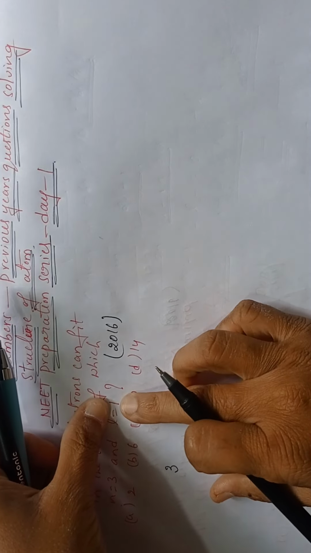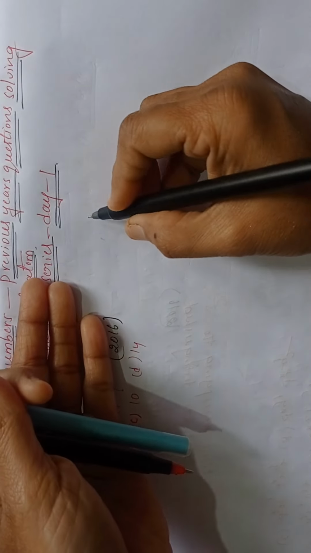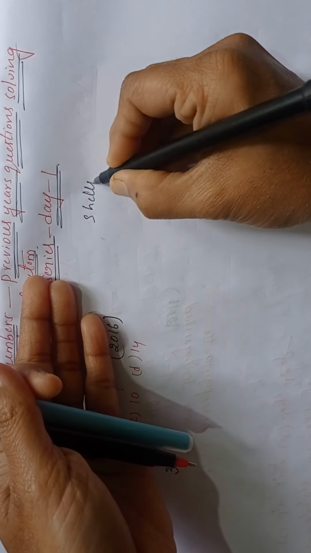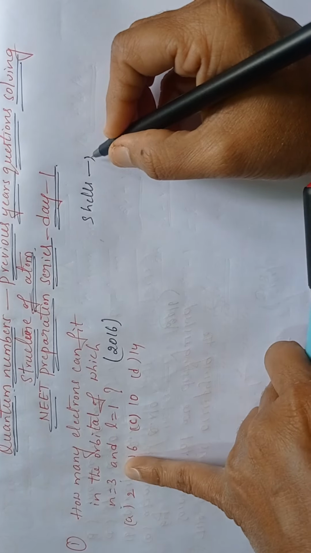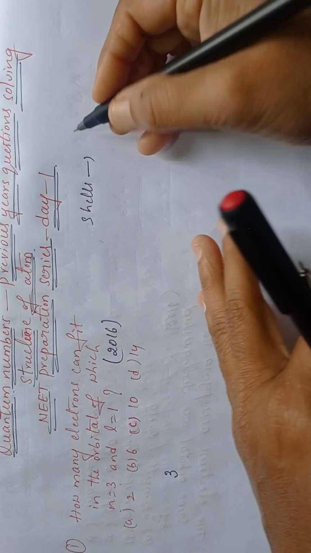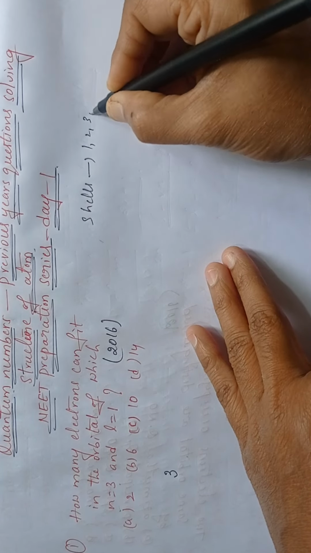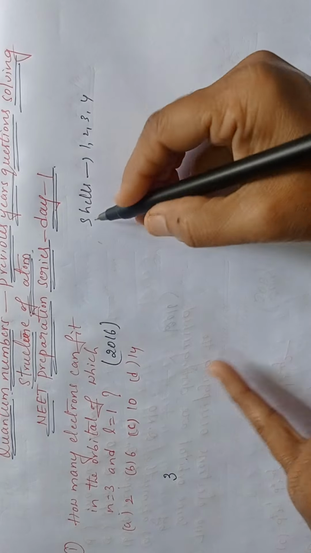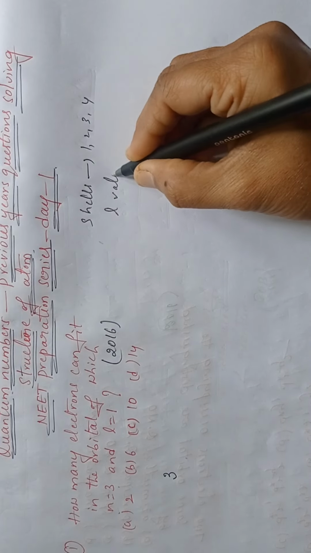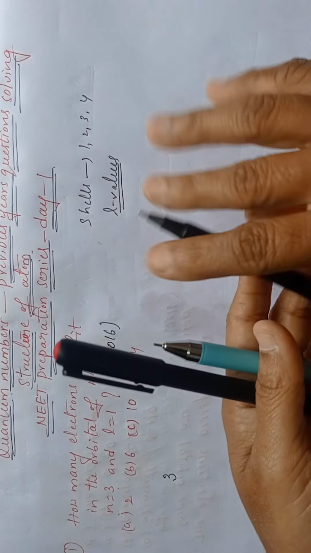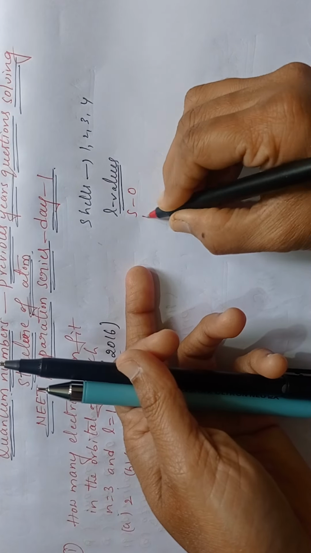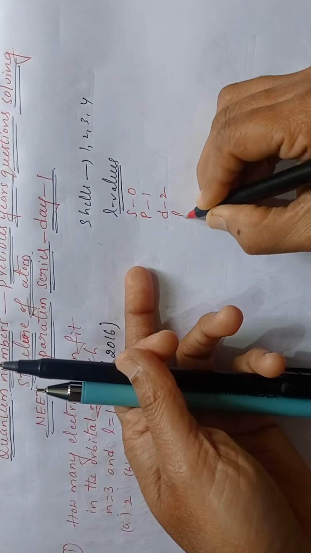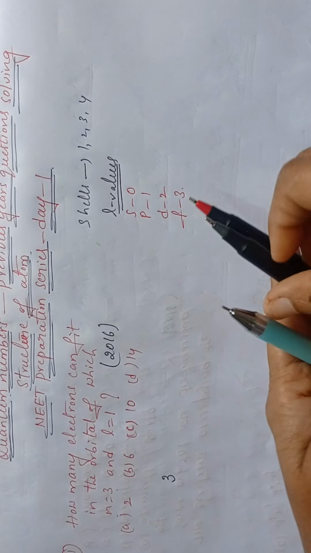L equal to 1. First of all, what are the shells? Here you are taking the number of shells 1, 2, 3, 4. And next, l values. What I told you about l values in the previous video on quantum numbers: l values for s subshell 0, p subshell 1, d subshell 2, f subshell 3. You have to remember this.